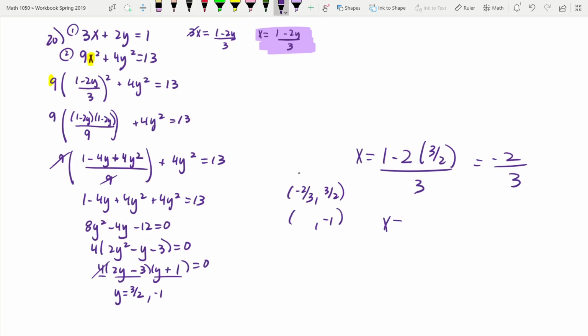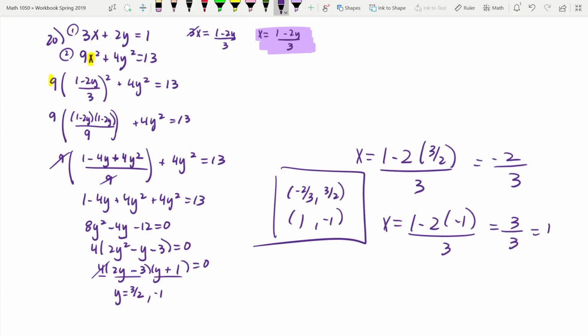Next one is going to be x equals (1 minus 2 times negative 1) over 3. Negative 2 times a negative 1 is a positive 2. 1 plus 2 is a 3, so that's 3 over 3, which is a 1. There are your two answers. Store them in and check them.